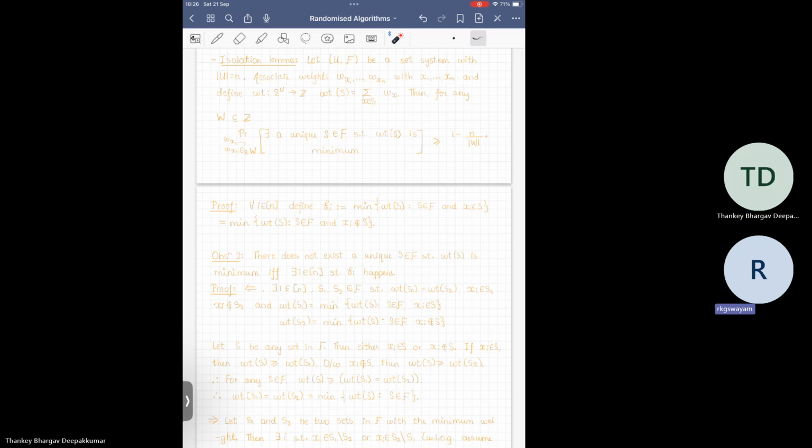But I could understand, and probably because of this, we call this an isolation lemma. Is this the reason behind the name? Because it isolates the unique minimum weight.